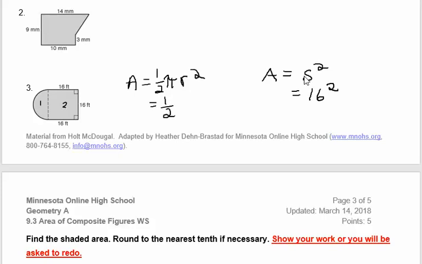And this one would be 1/2 pi times, what's the radius of this? Well, we know that from here to here is 16. The radius would be half of that. So this would be 1/2 pi times 8 squared. Remember to do the 8 squared first, and then multiply by pi, and then take half of that, which you could do by dividing by 2. And then we will add these two answers together to get our whole area.